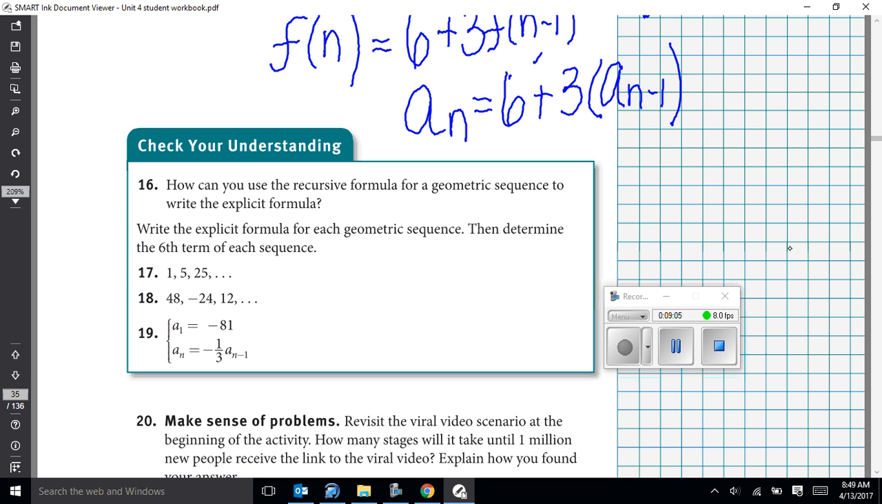So let's look at number 17. Write the explicit formula for each geometric sequence, then determine the sixth term of each sequence. So for number 17, what do we multiply each term by? We're multiplying by 5. What letter of the explicit formula is that? So 5 is what we're multiplying by, right? So that's going to go into our r.